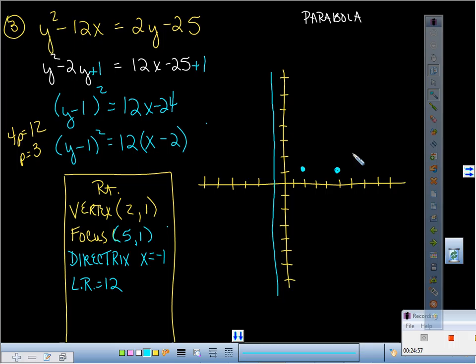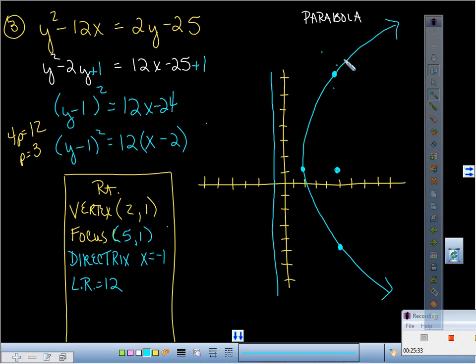That means it runs through the focus, guys. If the whole section is 12, that means I go up how many? 6. And down how many? 6. And then I make my parabola. 1, 2, 3, 4, 5, 6. So here's 6 up. Then I go down 1, 2, 3, 4, 5, 6. So here is my parabola.